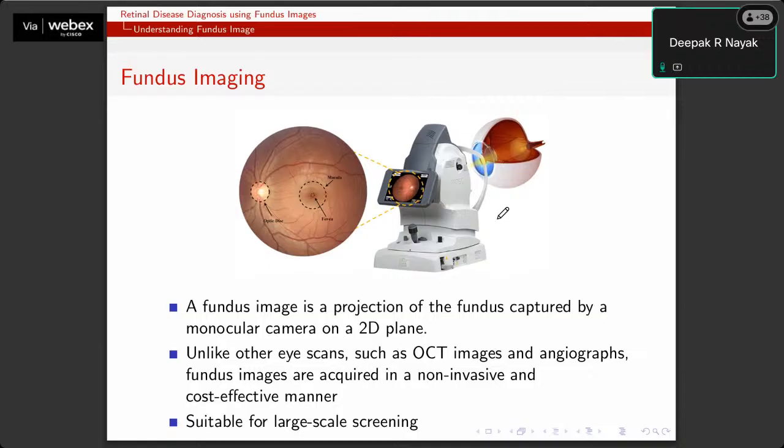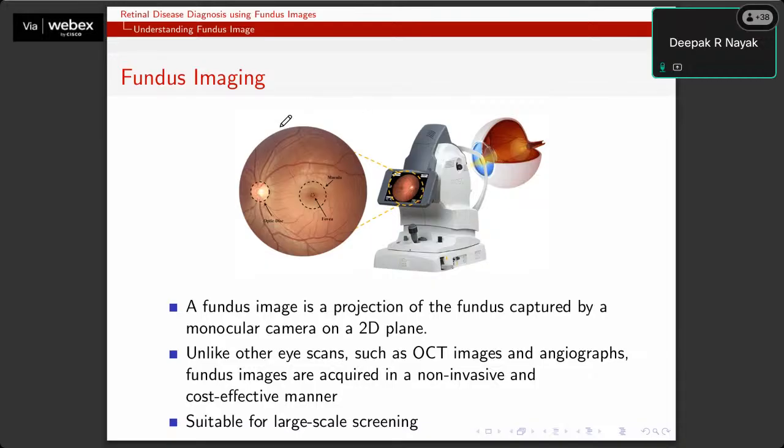This is how the fundus images are captured through the cameras. Nowadays, these fundus cameras have become very portable. They can even be equipped with mobile cameras, and that is also going to give us the projection of the fundus, which is nothing but the backside of the eye.